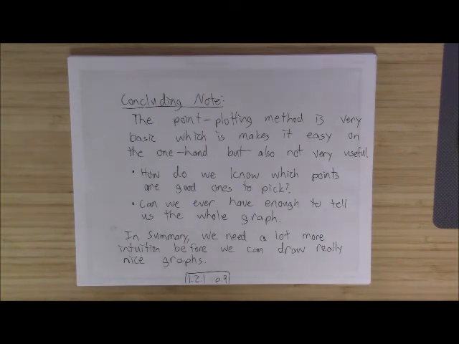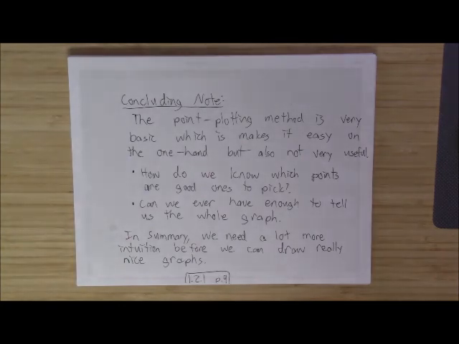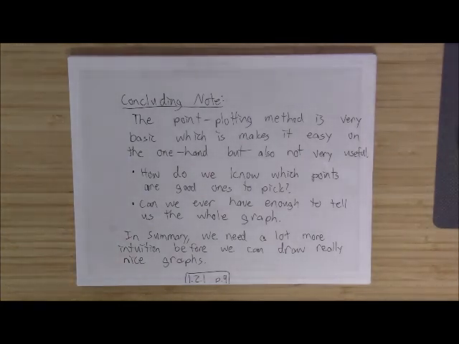So in conclusion, the point plotting method is really basic, which makes it easy on the one hand, but it's also not very useful. One, how do we know which points are good ones to pick? I always just pick -2 to 2, but in general, it's not. Those can give you really crazy values. Also, can we ever have enough to tell us about the whole graph? And the answer is no, because even if you pick more points, there's always a chance that maybe something really crazy happens. We just kind of assume that a smooth curve works. So in summary, we actually need a lot more intuition before we can draw really nice graphs.